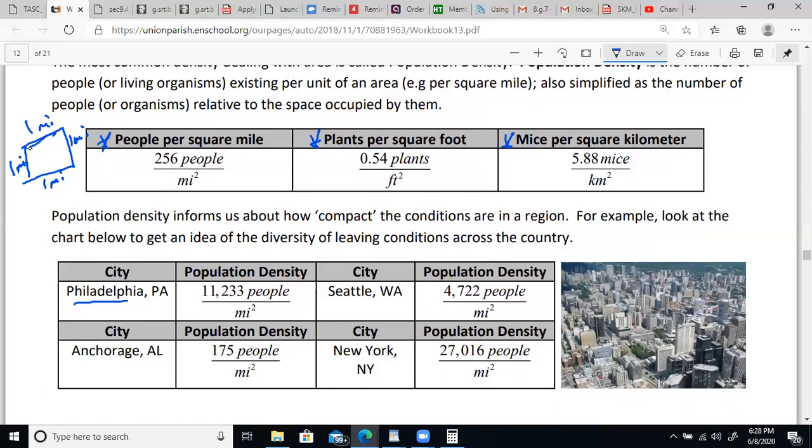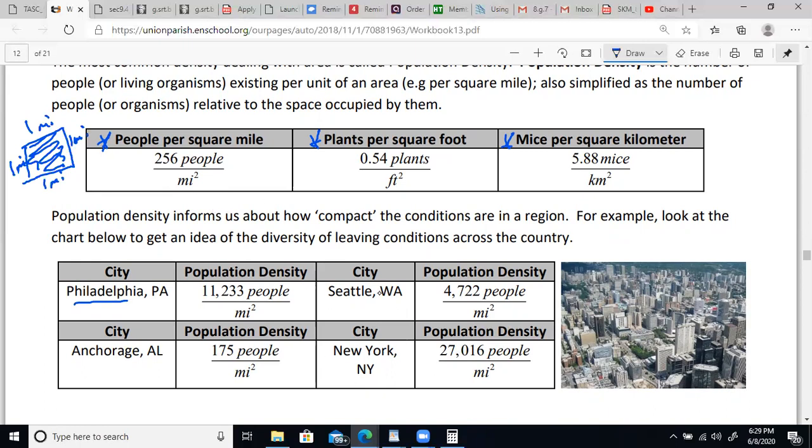So all the buildings and the houses and people that could live within that area, they're saying there could be a little over 11,000 people just in the little 1 mile by 1 mile area of the city. That's pretty compact, right? The population density is very, very dense. Seattle, sort of a big city, but that's almost a third of what Philadelphia is. Still a lot of people, 4,722 people. And then, like I mentioned before, New York City, crazy, 27,000 people in every square mile. Like you can't walk without touching shoulders with somebody, it sounds like.